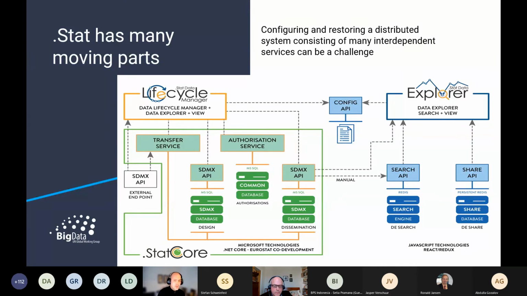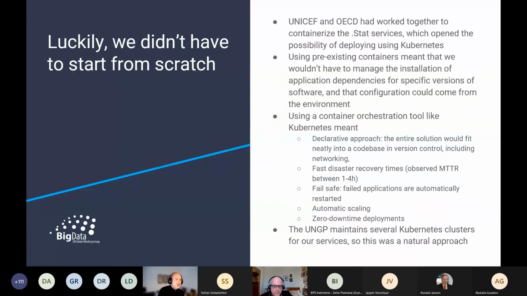I think this is the problem space we're entering in. Configuring and restoring a distributed system consisting of many interdependent services can be a challenge. I think hopefully that's clear. But we didn't have to start from scratch. We had a lot of support, both from the work that had already been done by UNICEF and OECD, as well as support from the .stat community, which helped us really get a grasp of this issue of configuring the services.